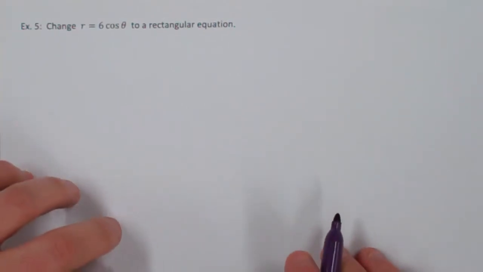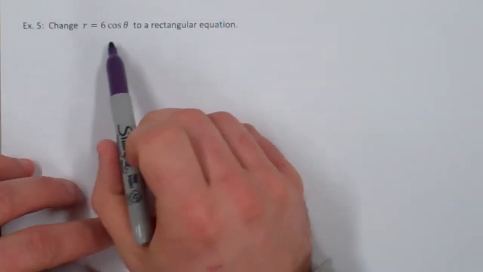Got a nice little equation here, and it happens to be r is equal to 6 cosine theta, and we need to change that to a rectangular equation. What I'm going to do is offer you some suggestions here, but we're actually going to go through what a student might do and how this might not work for you. So r is equal to 6 cosine theta.